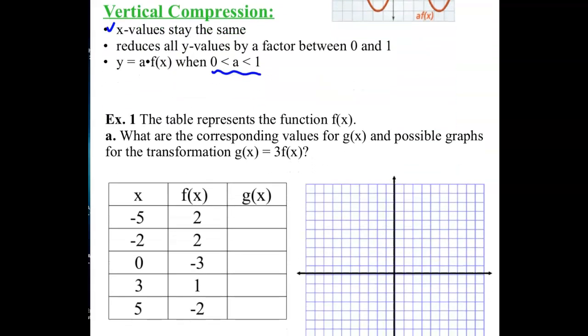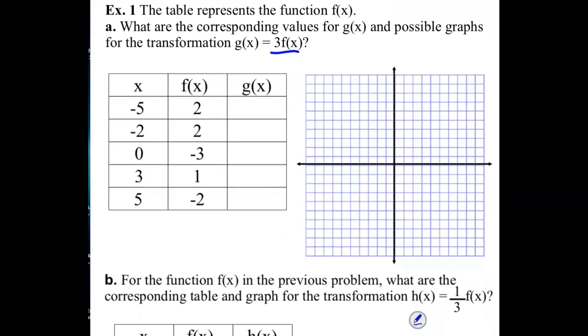So our first example says we have a table that represents the function f of x. What are the corresponding values for g of x and possible graphs for both of them if g of x is 3 times f of x? That means our a value is 3. We are multiplying all of our y values by 3. Okay? So let's start out by graphing our initial function. So just take a few minutes and plot those points.